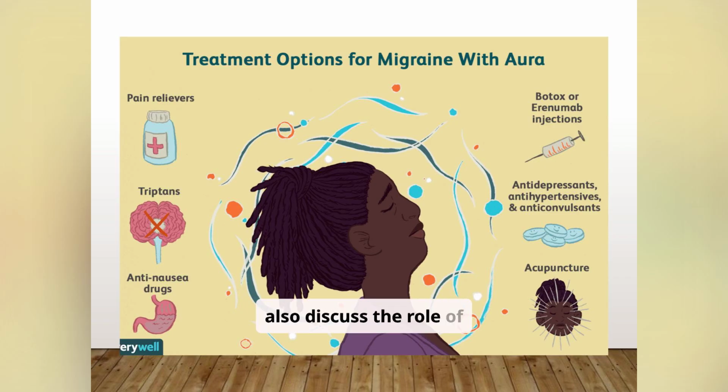We'll also discuss the role of antidepressants, antihypertensives, anticonvulsants, and alternative therapies like acupuncture in migraine management. We can use triptans for acute attacks, antiemetics to reduce nausea, Botox injections for chronic cases, and antidepressants, anticonvulsants, and antihypertensives for prevention. Don't forget, some patients benefit from acupuncture, biofeedback, or lifestyle changes like sleep regulation and stress reduction.